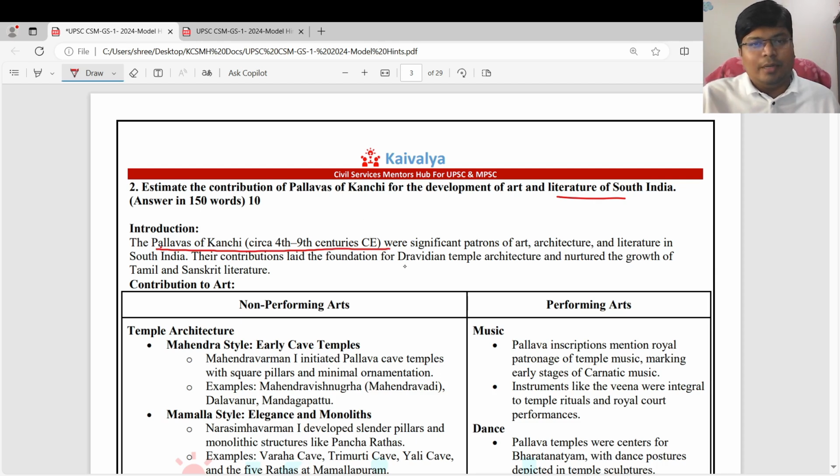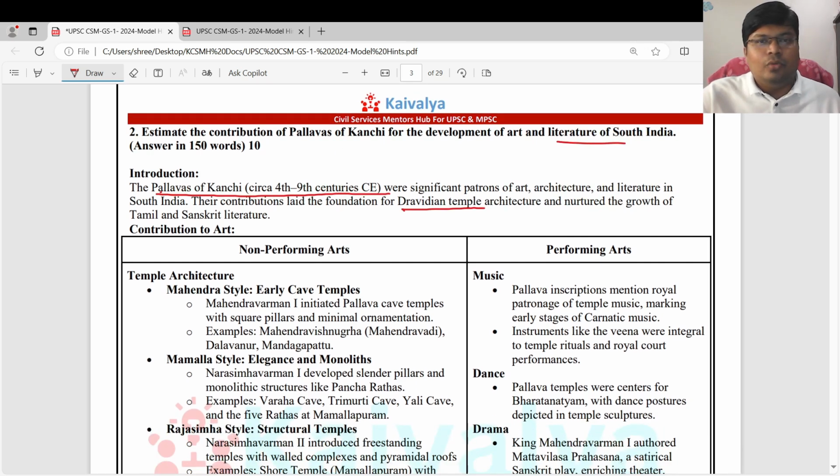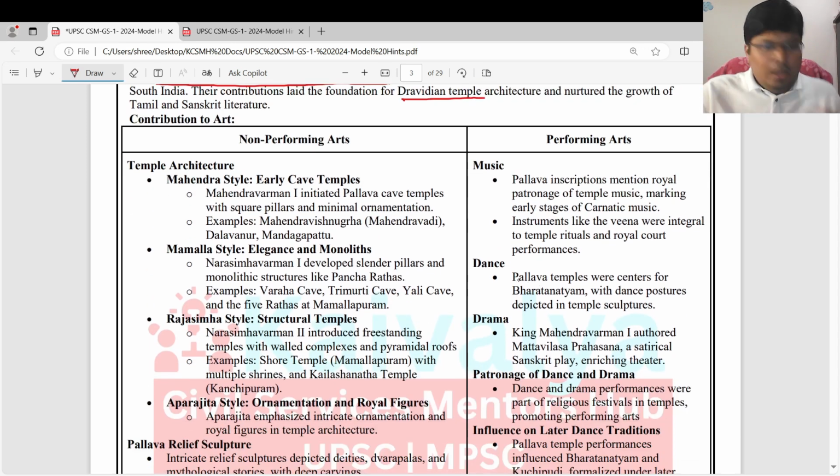And one important dimension, that is their contribution to Dravida temple architecture. If you mention these historical facts, then it may impress the examiner, because the examiner will come to know that you are not bluffing, you have the knowledge. So again, I have tried to present this answer in tabular format, because in tabular format you can cover maximum points.